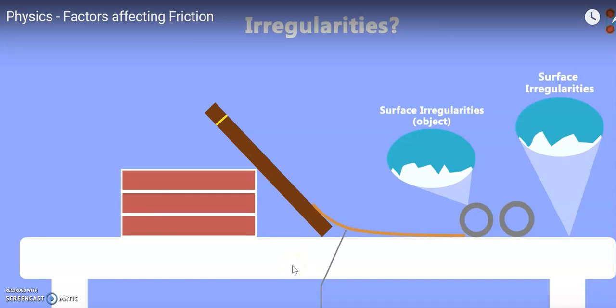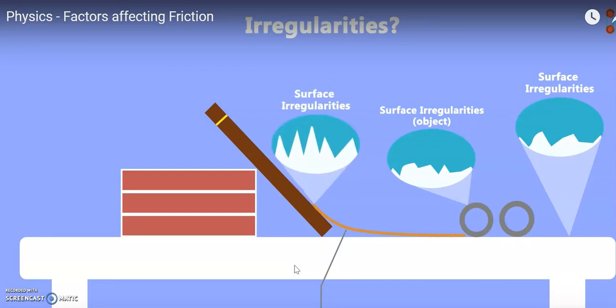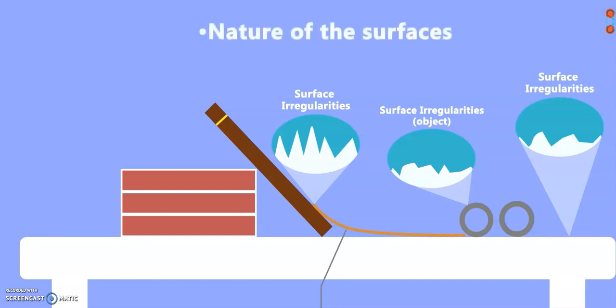But why is the friction higher on rough surfaces? It's because rough surfaces have more irregularities. And if the irregularities are more, the force will be more. So the first factor affecting the friction is the nature of surfaces. Is there any other factor that you can think of?